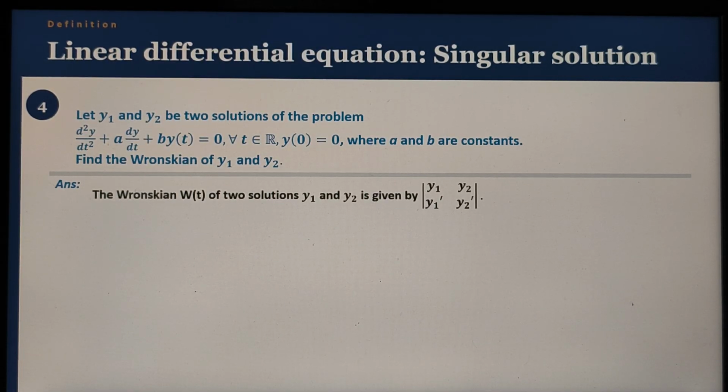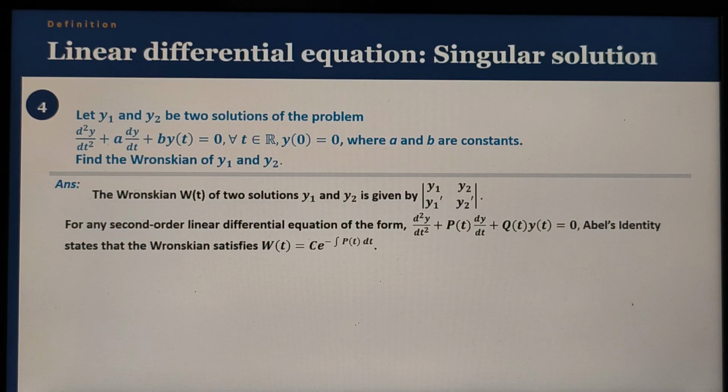The Wronskian W(t) of two functions y1 and y2 is given by the determinant with rows y1, y2 and y1', y2'. For a second order linear differential equation of the form d²y/dt² + p(t) dy/dt + q(t)y(t) = 0, Abel's identity states that the Wronskian satisfies W(t) = C e^(−∫p(t)dt).